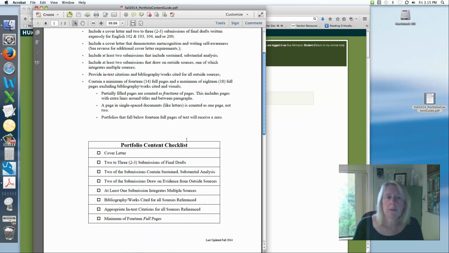The pieces that you include have to include sustained substantial analysis. This is what we were talking about with topic proposals, when I was steering people away from purely informative writing and asking you to do analysis, and that's one of the requirements for the portfolio. At least 2 of the pieces in your portfolio will include outside sources, although in your case, even if you include an analytical response, you should include the authors that you're talking about in those analytical responses. So all of the pieces that you submit will have sources included. You do have to include in-text citations and the bibliography.